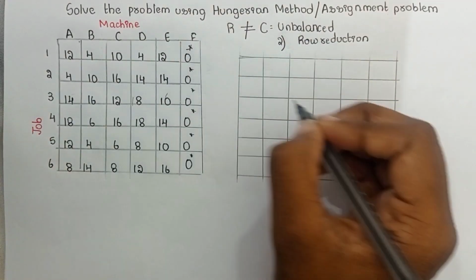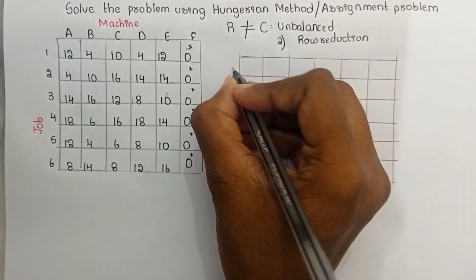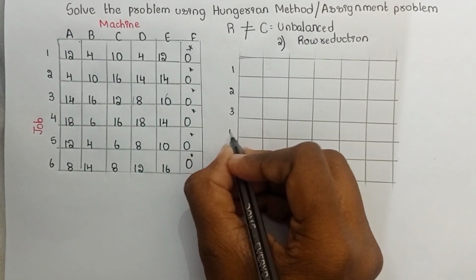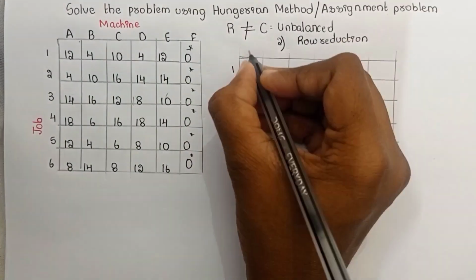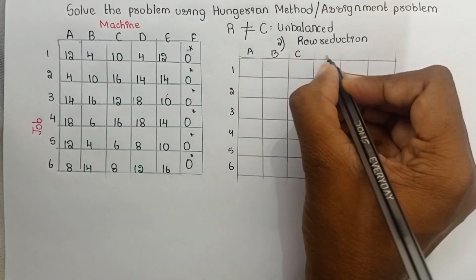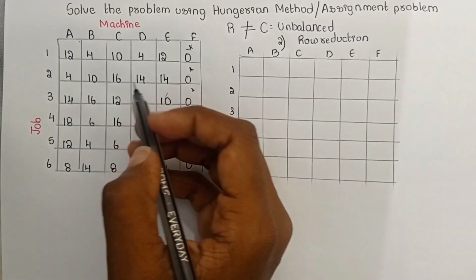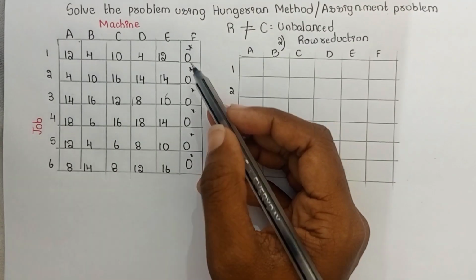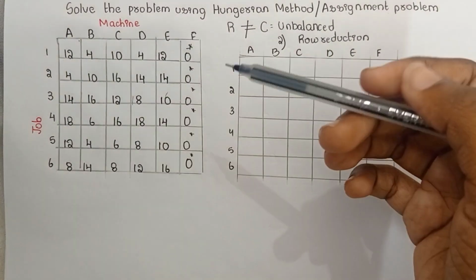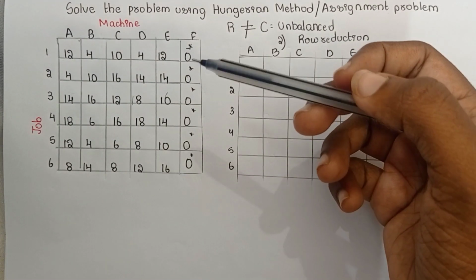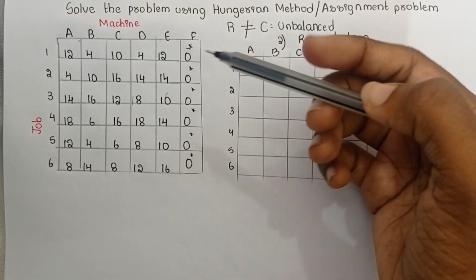So we have to label the matrix the same as in the question matrix: 1, 2, 3, 4, 5 and 6, and A, B, C, D, E and F. Now we have to do the row reduction, which means we have to deduct the minimum value from each row.